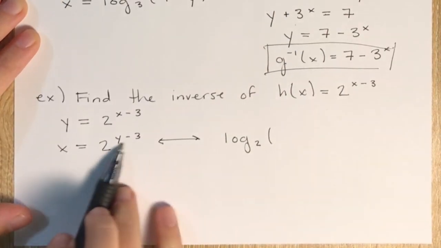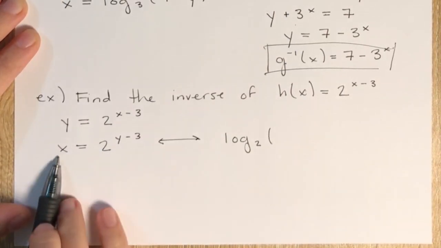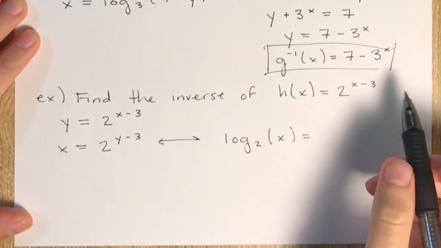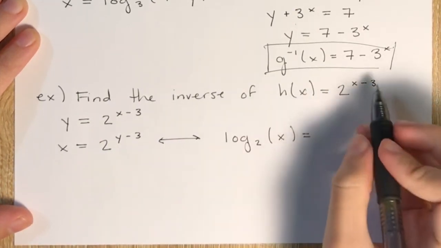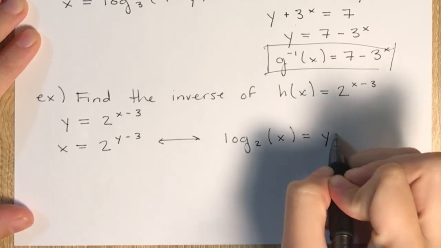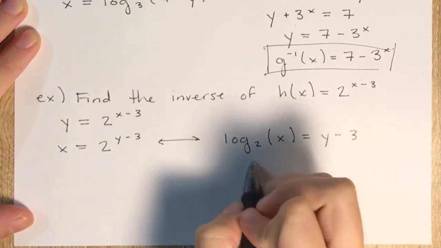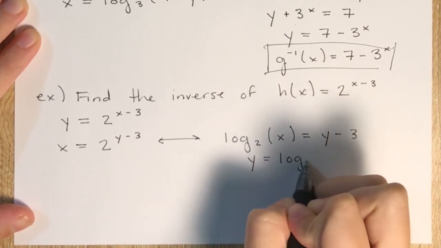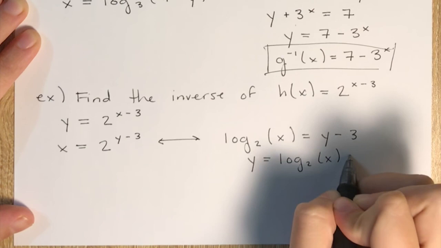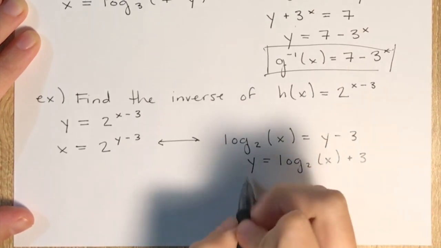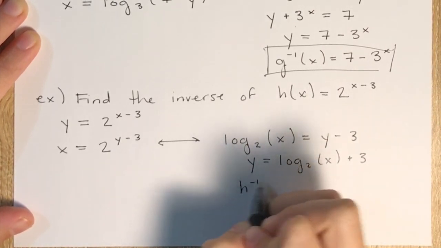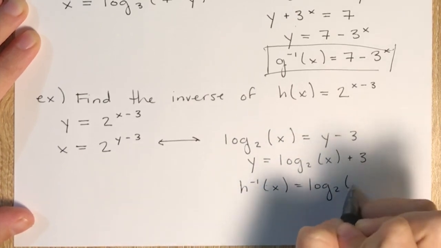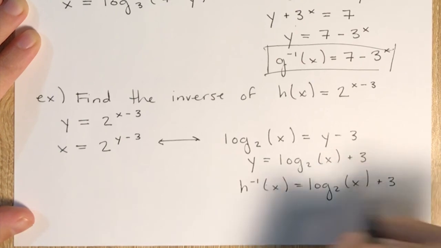Our old input was y minus 3. Our old output was x. Our new input will be x. And our new output will be y minus 3. To get y by itself, we just add 3 to both sides. We end up with log base 2 of x plus 3. This means that h inverse of x is log base 2 of x plus 3.